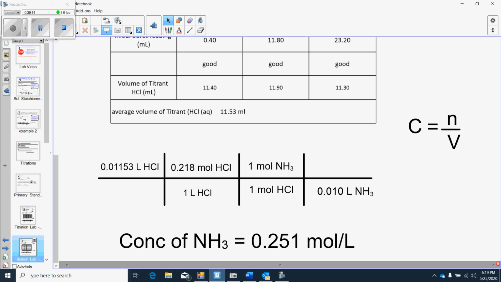I'm sorry I went over, but I wanted to finish this up for you. Hopefully now, watching the lab demonstration and watching me do a few of these solution stoichiometry calculations, you should be set to do part C of your assignment. Thanks so much.